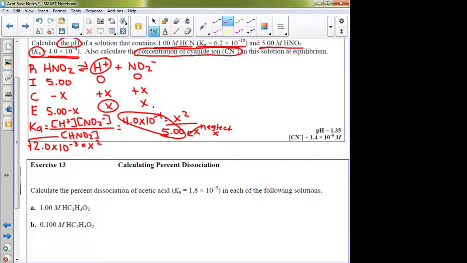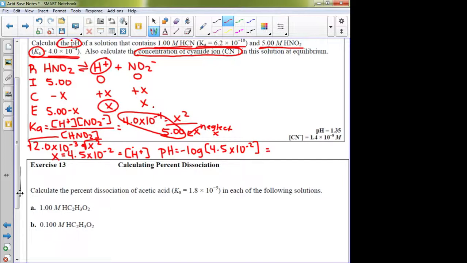I take the square root of both sides, and I get x is equal to, what'd you say? 4.5 times 10 to the negative 2. So x gives me my concentration of my hydrogen ion. So now that I have my concentration of my hydrogen ion, can I find this pH? Yes. Say pH is equal to opposite the log of 4.5 times 10 to the negative 2.